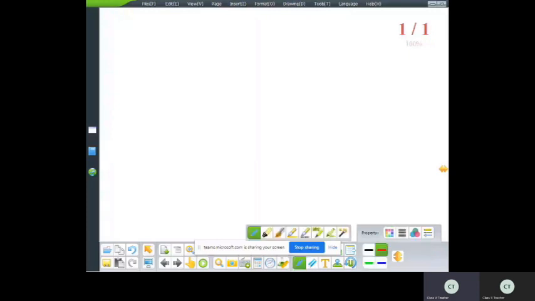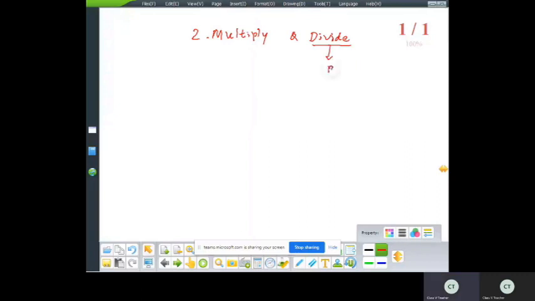Multiply and divide. In our previous class, we learned the definition of divide. Divide means repeated subtraction.